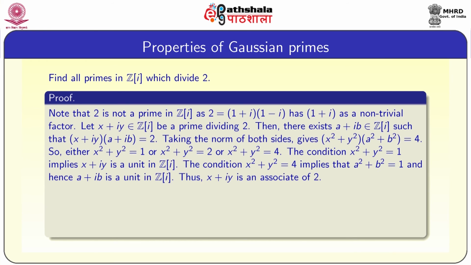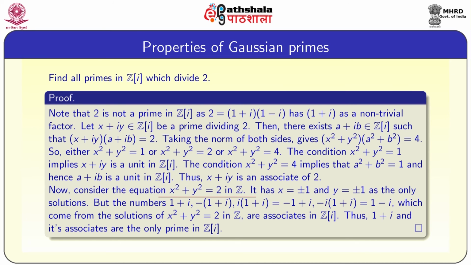The condition that x square plus y square equal to 1 implies that x plus iy is a unit. The condition x square plus y square equal to 4 implies that a square plus b square equal to 1, hence a plus ib is a unit. Thus x plus iy is an associate of 2.